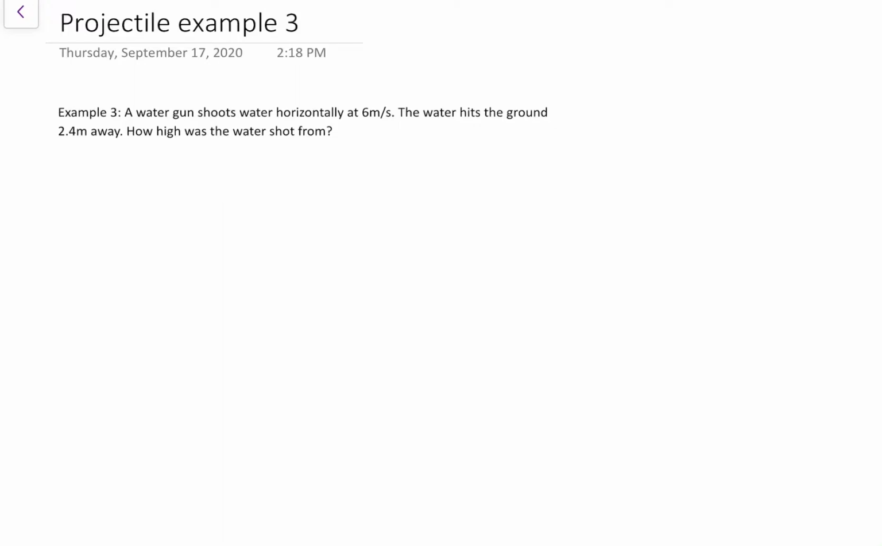but we've got a stream of water. That's terrible. Pretend that's a water droplet. Water behaves like a projectile. It's shot horizontally at 6. It hits the ground 2.4 meters away. So it follows its nice parabola, crashes into the ground. This distance is 2.4 meters.